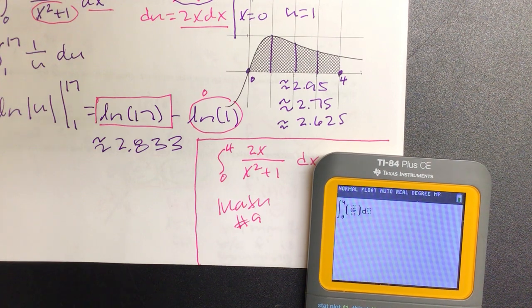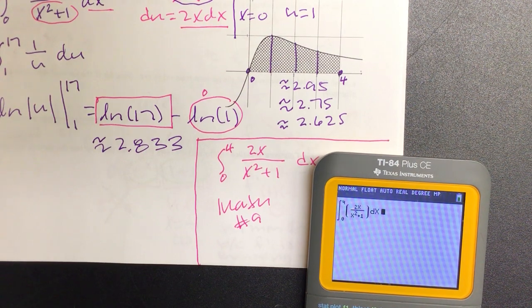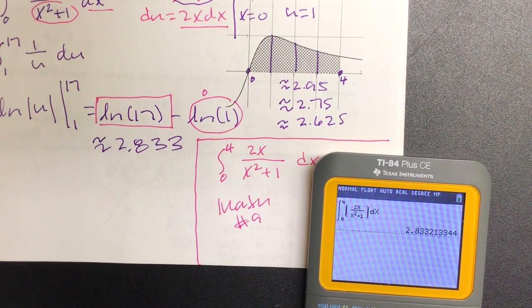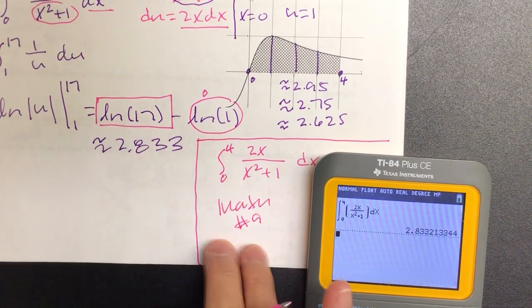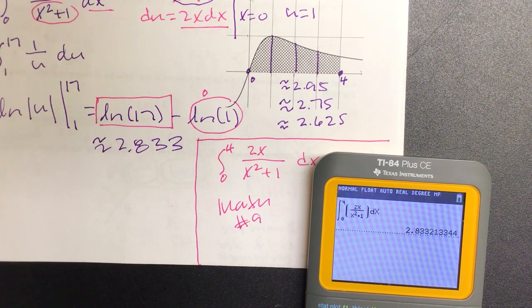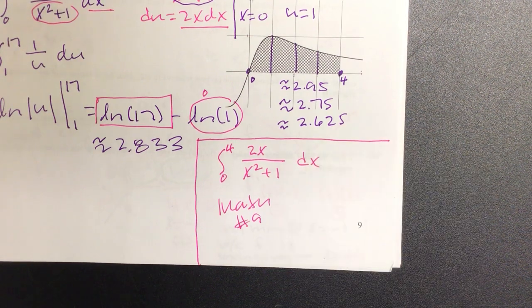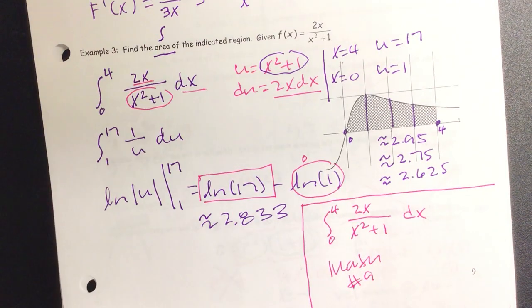2x, x squared plus 1, and then we have dx. So I'm anticipating to get 2.833. Someone press enter. Yep. So if I ask you by hand, we did it. If I ask you on the calculator, it'll be very easy using math 9. Okay?